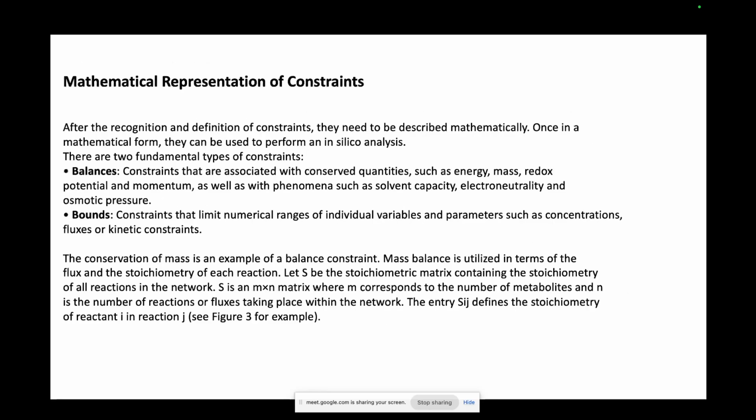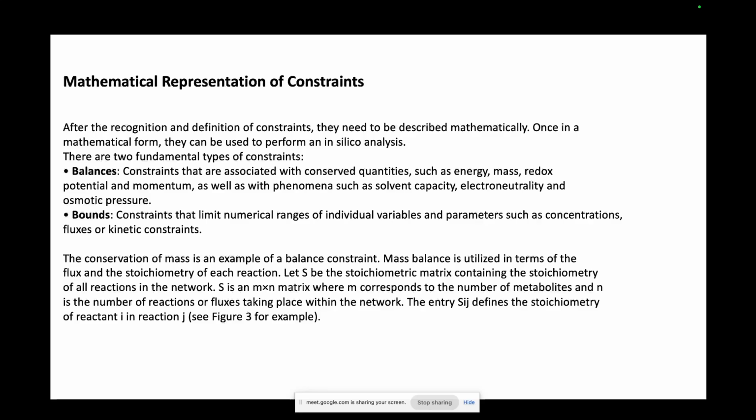Okay, now how do you mathematically represent these constraints? After the recognition and definition of these constraints, they need to be described mathematically. Once in mathematical form, they can be used to perform an in silico analysis. So two things: one is bounds, one is balance. Balance is basically constraints that are associated with conserved quantities, mass, energy, these kind of things that we were talking about. And bounds are constraints that limit numerical ranges of individual variables and parameters, such as concentration, fluxes, or kinetic constraints.